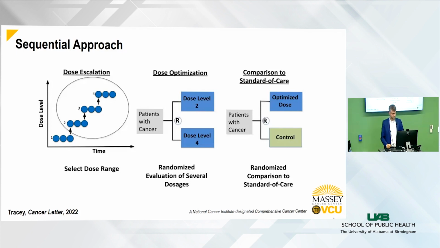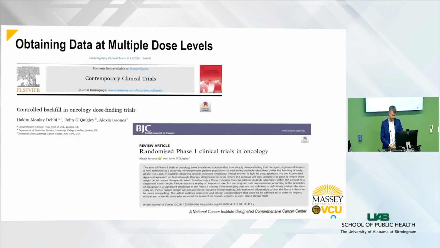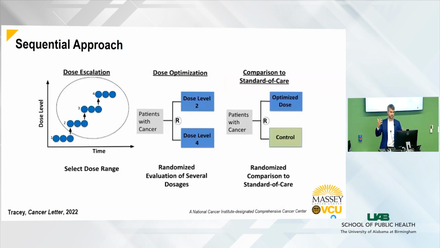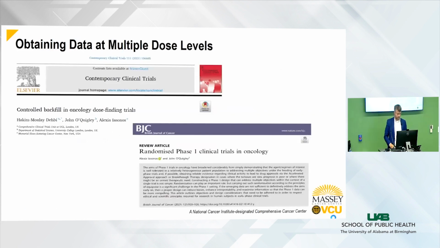So this is one approach to this type of problem, which is a sequential dose escalation, then dose optimization, but the dose escalation is finding a range of doses. And that could happen with any type of design, CRM, or we could talk about some other designs, but you could use a variety of designs in the dose escalation to decide on a dose.